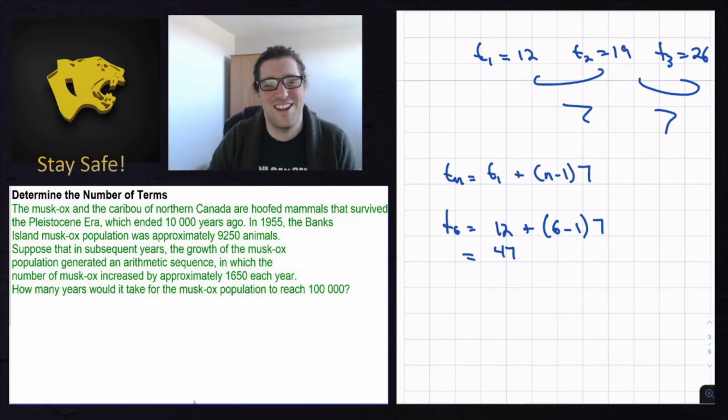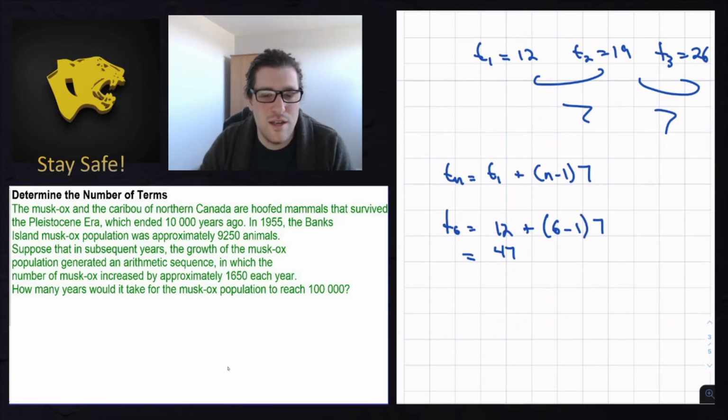So the musk ox and caribou of northern Canada are hoofed mammals that survived the Pleistocene era, which ended 10,000 years ago. In 1955, the Banks Island musk ox population was approximately 9,250 animals. Suppose that in subsequent years, the growth of the musk ox population is generated by an arithmetic sequence in which the number of musk ox increased by approximately 1,650 each year. How many years would it take for the musk ox population to reach 100,000?